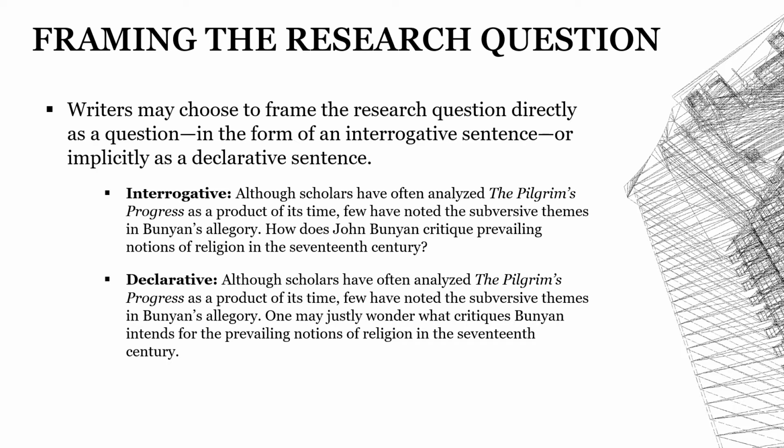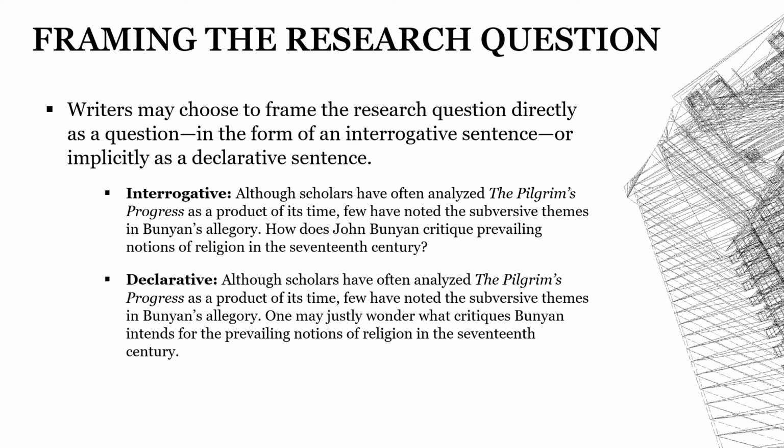Consider these 2 examples. Although scholars have often analyzed the Pilgrim's Progress as a product of its time, few have noted the subversive themes in Bunyan's allegory. How does John Bunyan critique prevailing notions of religion in the 17th century? Or, although scholars have often analyzed the Pilgrim's Progress as a product of its time, few have noted the subversive themes in Bunyan's allegory. One may rightly wonder what critiques Bunyan intends for the prevailing notions of religion in the 17th century. Both of these options are viable for research writing.